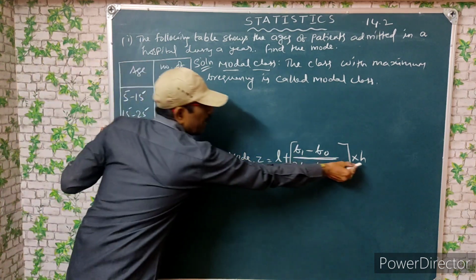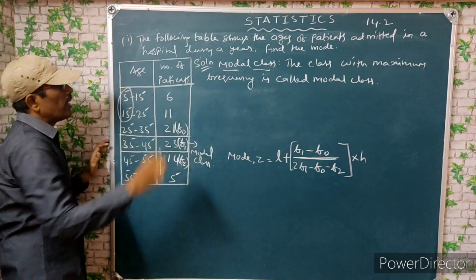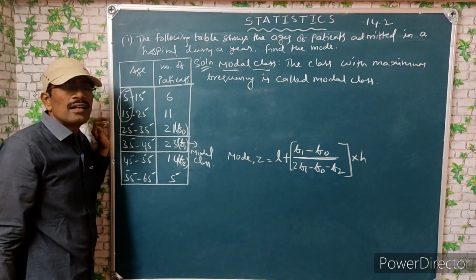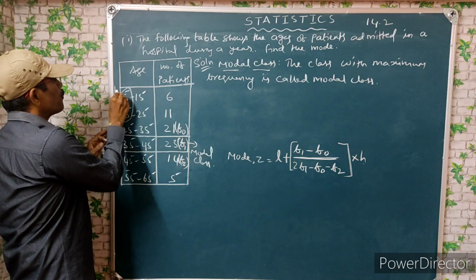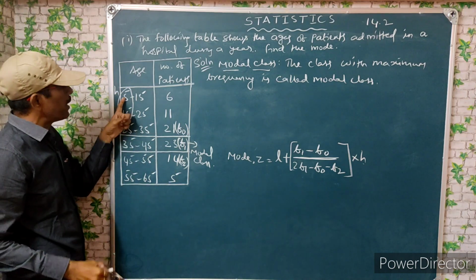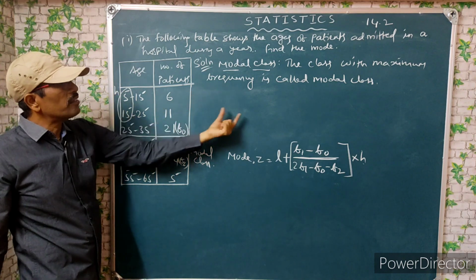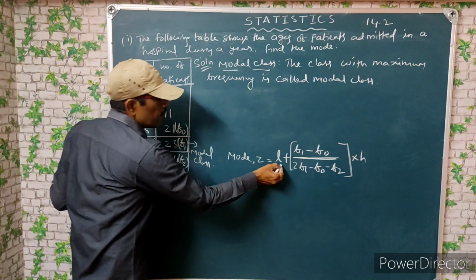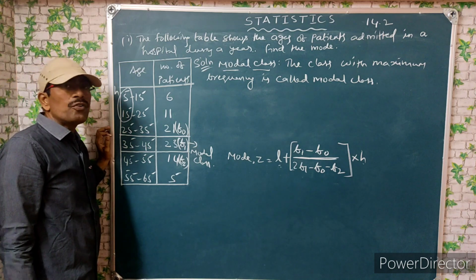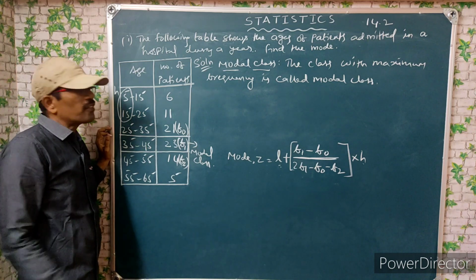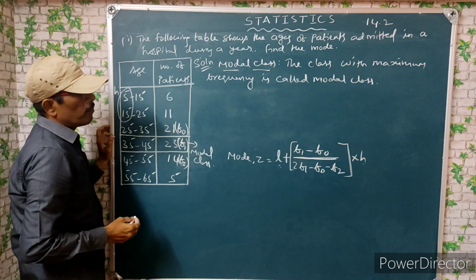Next, H, size of the class. How to find the size of the class? The difference between any two successive lower limits or the difference between any two successive upper limits is called size of the class. Therefore, the difference between these two: 15 minus 5, 10. So, size of the class is 10. Next, what is L? L means lower boundary of the modal class. First, let me write all these terms here and then I will explain the lower boundary.